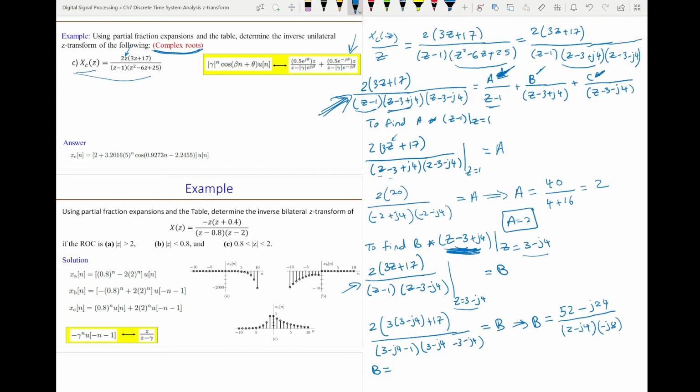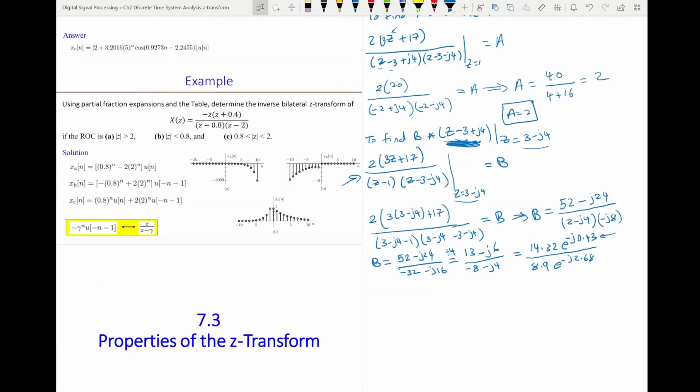And b equals 52 minus j24 over, I can divide numerator and denominator by 4 to simplify it further. So this will be 13. So I divided by 4. Now, in this table, this is in polar form. So let's express this b in polar form. So that will be 14 point. Now I used the calculator, this is in radians, divided by.